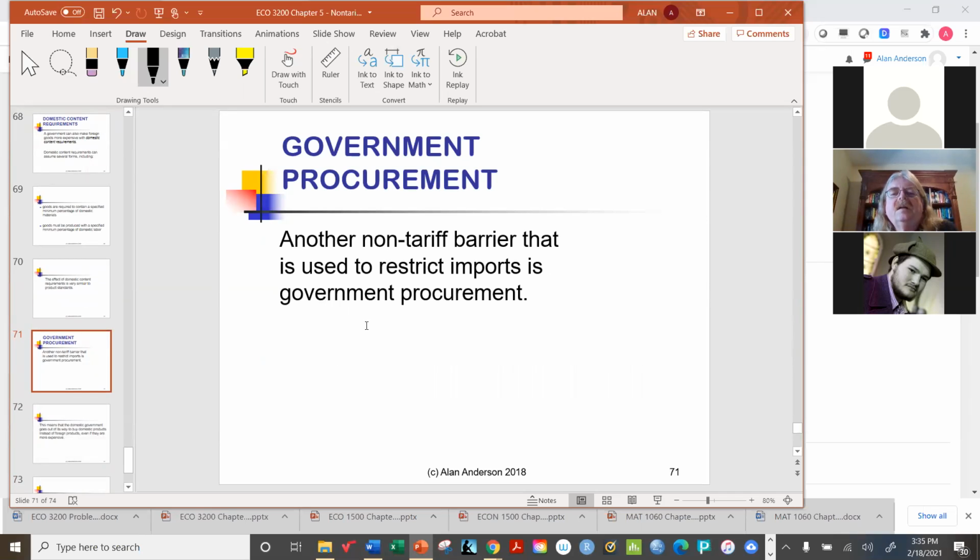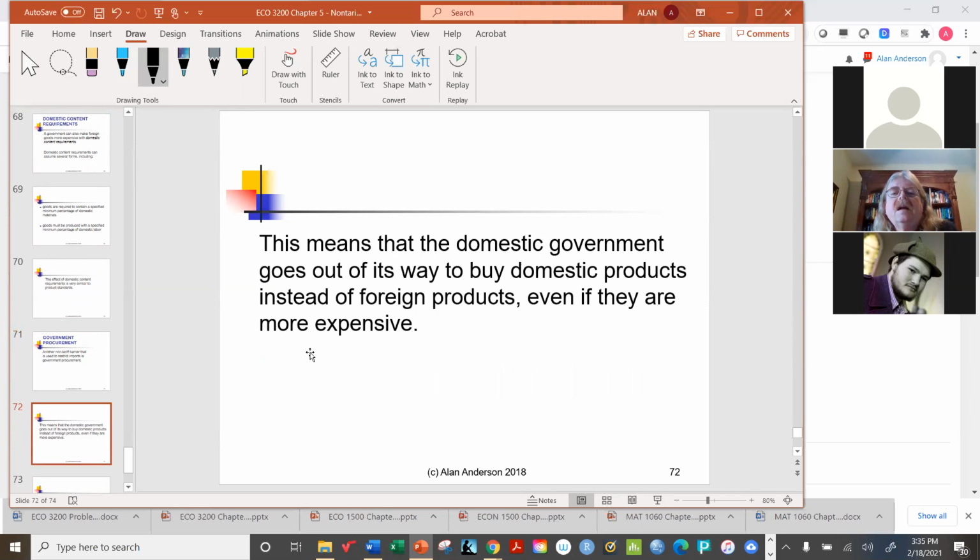And then government procurement means the government does buy a lot of goods and services. Let's say, for example, the government needs new mail trucks for the post office. They're probably going to buy them from American auto producers, even if they could be bought more cheaply from foreign auto producers. Okay, so that's a way of helping to protect the domestic industry from competition. And this happens all the time.